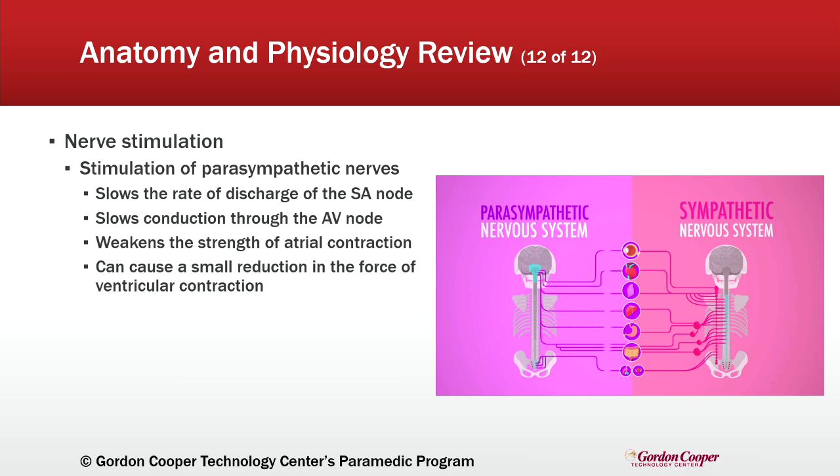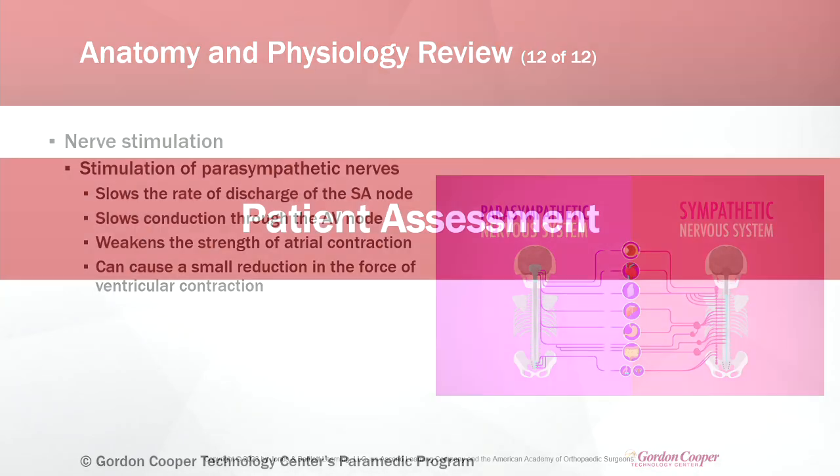Now, the parasympathetic stimulation also slows down the conduction of electrical impulses through the AV node. And that delay allows more time for the atria to contract and fill the ventricles with blood before they pump it out. Additionally, the strength of atrial contractions is reduced, which can impact the overall efficiency of blood flow into the ventricles. And then lastly, while the primary effect is on the atria, there can also be a slight decrease in the force of ventricular contraction, adding to the overall calming effect on the heart's activity.